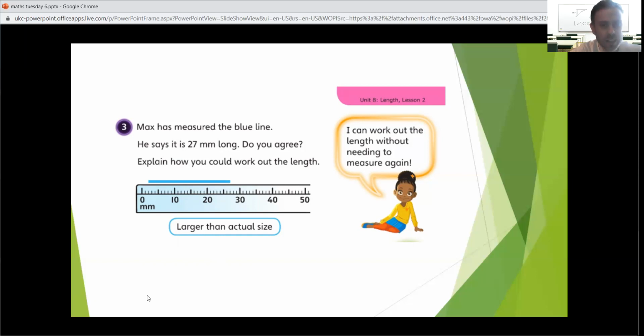All right, so he's saying this blue line here is 27 millimeters long. You have to first of all say, do you agree? Yes or no, it is or it isn't. And then you have to explain how you could work out the length. All right, so pause video and have a go at that one, and then I'll tell you how to do it.